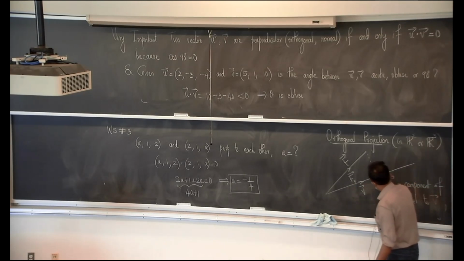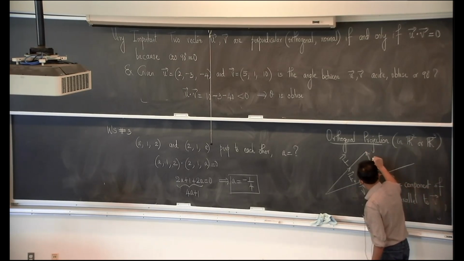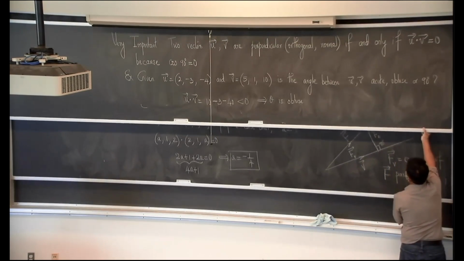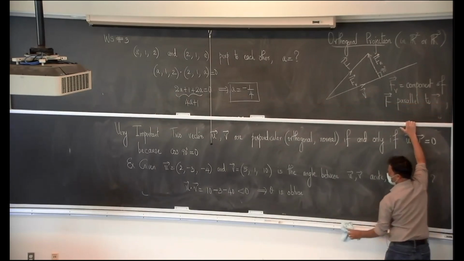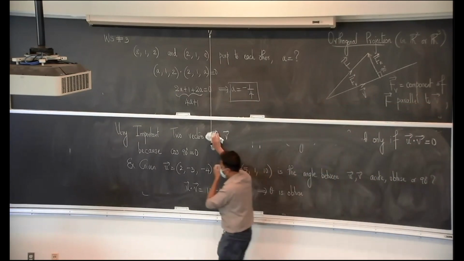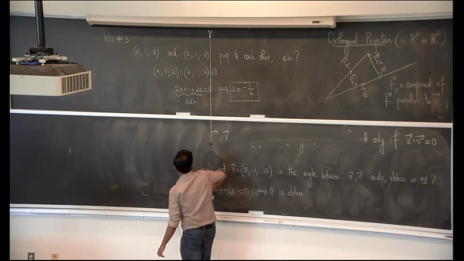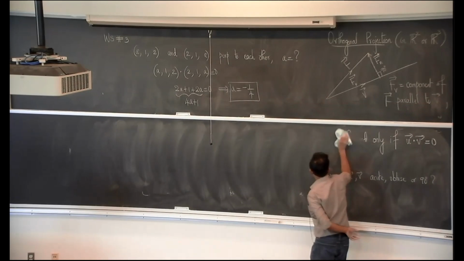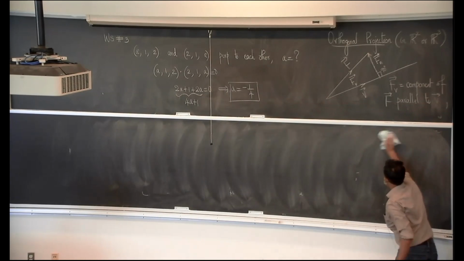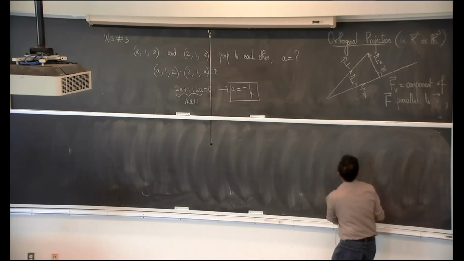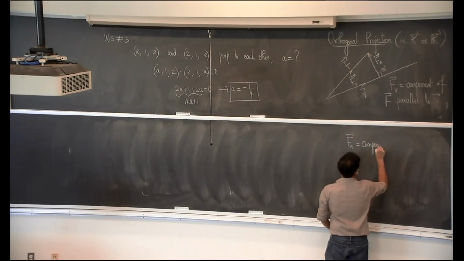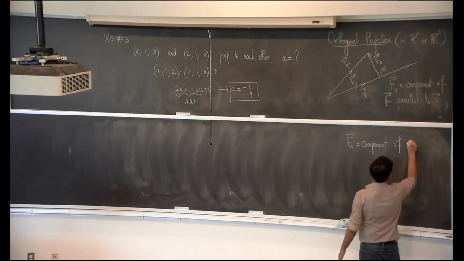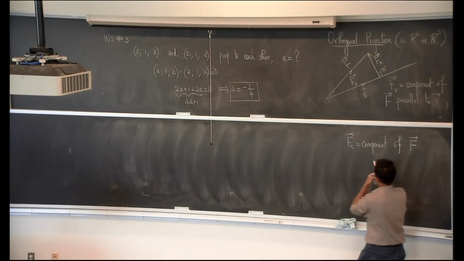And there's also a component here which is perpendicular to V. So let's call this Fn, where n stands for normal. And since I'm writing it here, let me just write it right below it. So Fn is the component of F which is perpendicular to V.